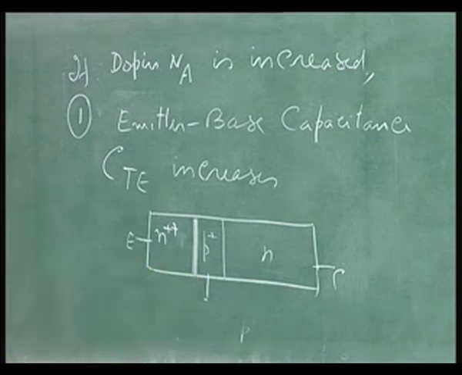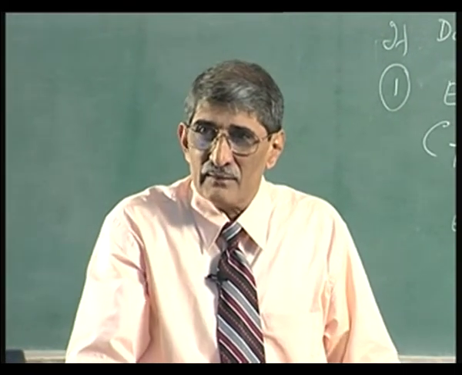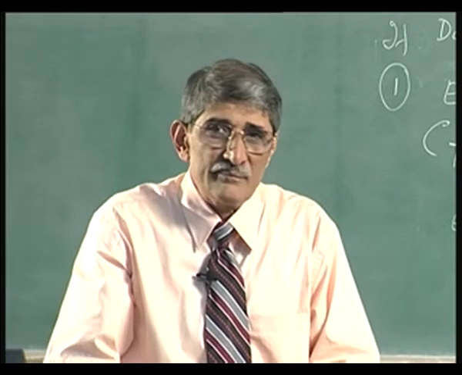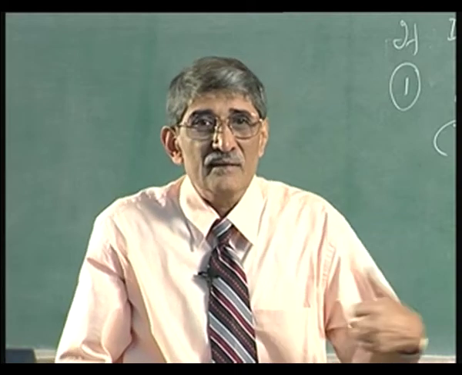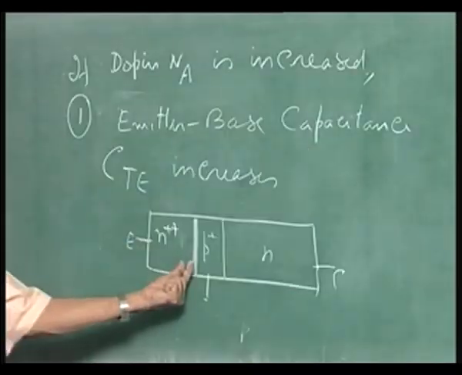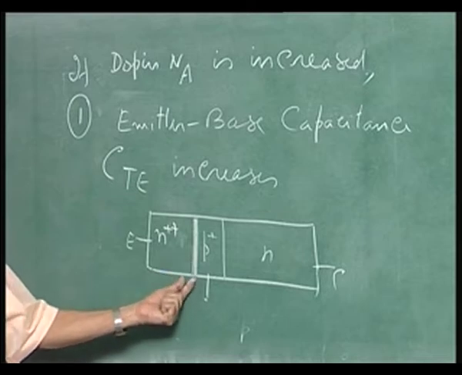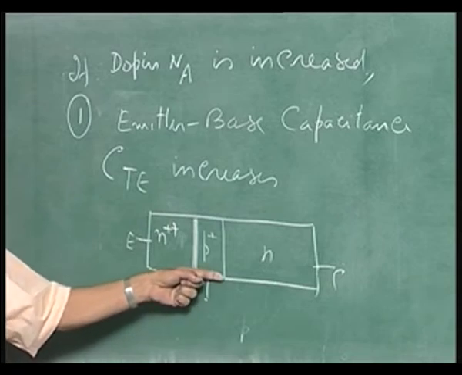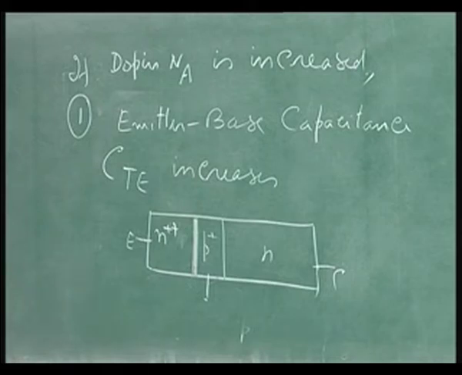See, base width is reduced to reduce the transit time in the base, but you have to follow it up with an increase in the base doping, which actually increases the capacitance CT, which will introduce delay in charging this voltage. Unless you charge this capacitor, there is no transport taking place. So you have delays introduced in charging the emitter base capacitor. This is one of the major effects. What other effects will be there?